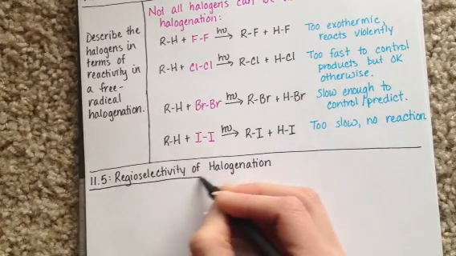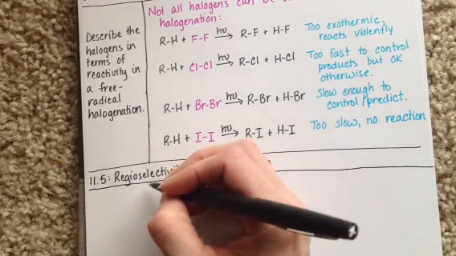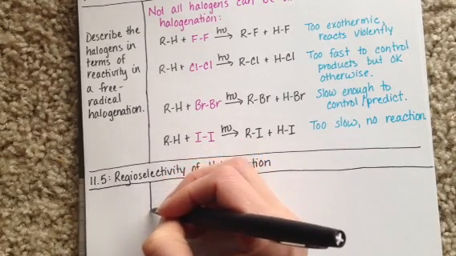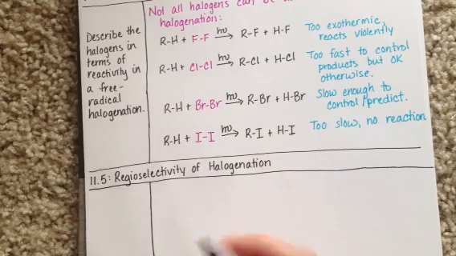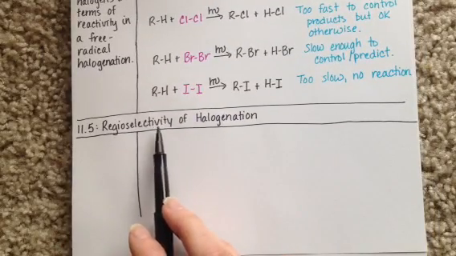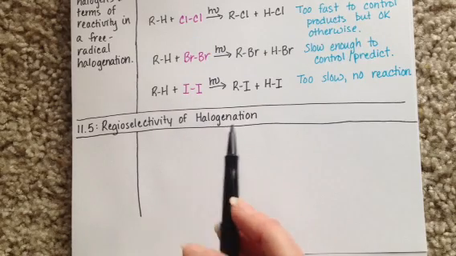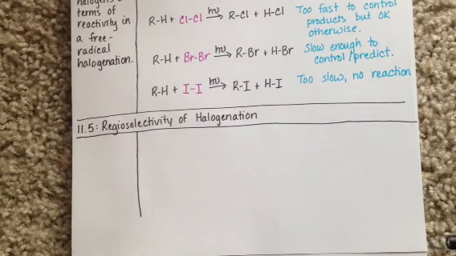Remember, regioselectivity is referring to where something goes. We talked about regioselectivity a lot in our addition reactions last quarter, adding things to alkenes. So in regioselectivity, we're going to be talking about, in the free radical reaction, where the halogen goes on the alkane that we're reacting with. We're halogenating.